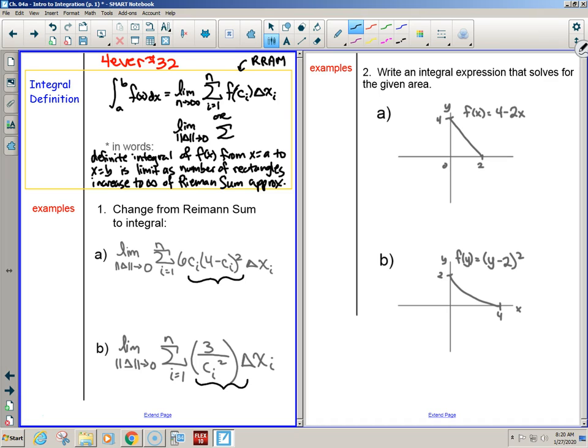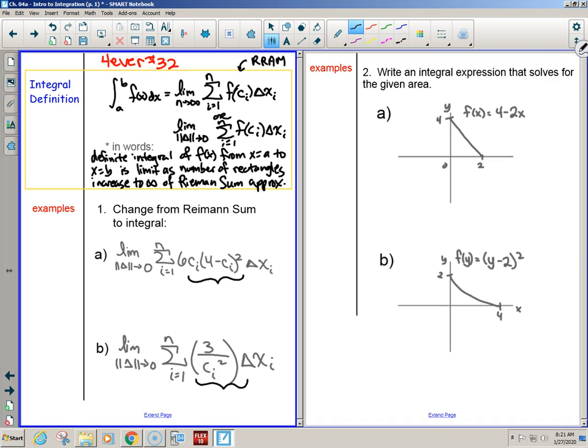But everything else is basically the same as far as going from 1 to n, some number of rectangles, f of c sub i, the special x that's in there, delta x sub i. But delta x, do you remember, I think it's in the same section where we talked about how to approximate with rectangles and trapezoids, what's a delta x label in our area formulas? Base. Exactly.